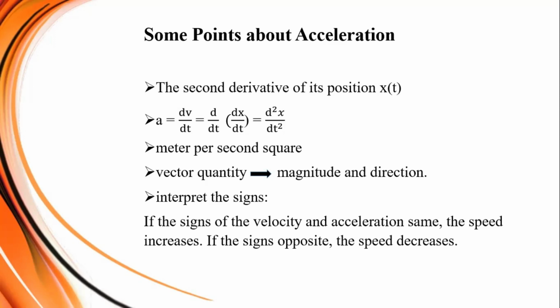Acceleration is another vector quantity; it has both magnitude and direction. Here is the proper way to interpret the signs. Note that if the signs of the velocity and acceleration of a particle are the same, the speed of the particle increases. But if the signs are opposite, the speed decreases. It is a really important and useful point.